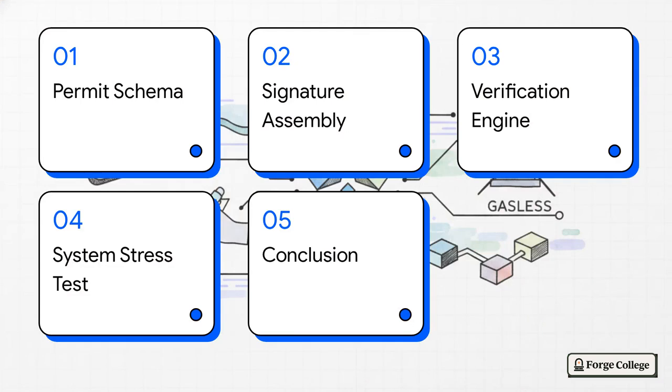Okay, here's our blueprint for today. First, designing the permit schema. Second, off-chain signature assembly. Third, the on-chain verification engine. Fourth, we'll run a system stress test. And finally, we'll wrap it up with our conclusion.